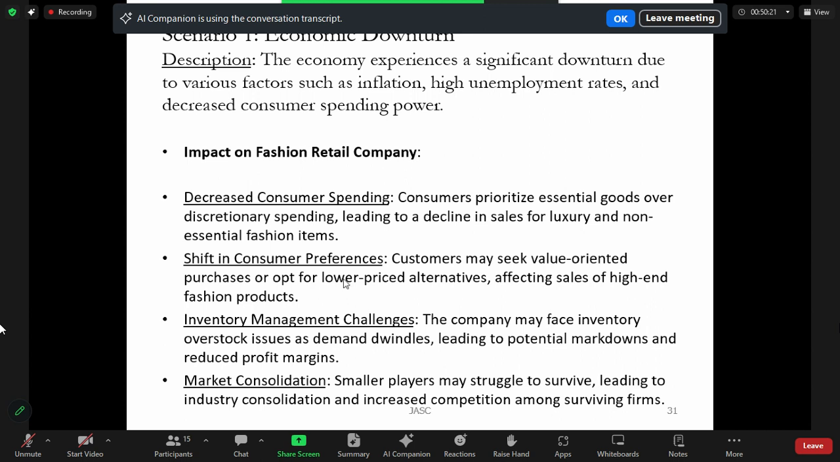Shifts in consumer preferences will happen because they don't have money. Consumers may seek value-oriented purchasing, moving to lower price alternatives, right? Things like that. And consumers prioritize essential goods over discretionary spending, leading to a decline in sales for luxury.